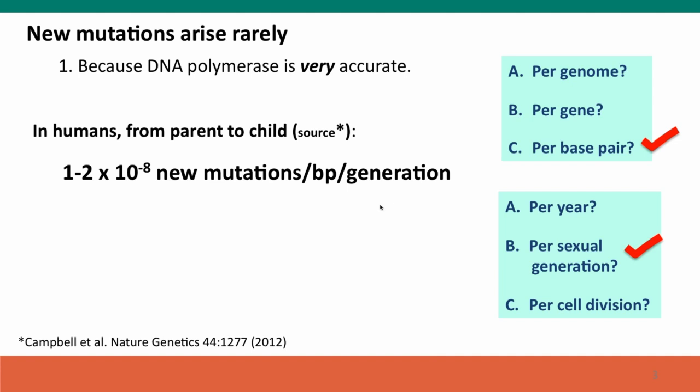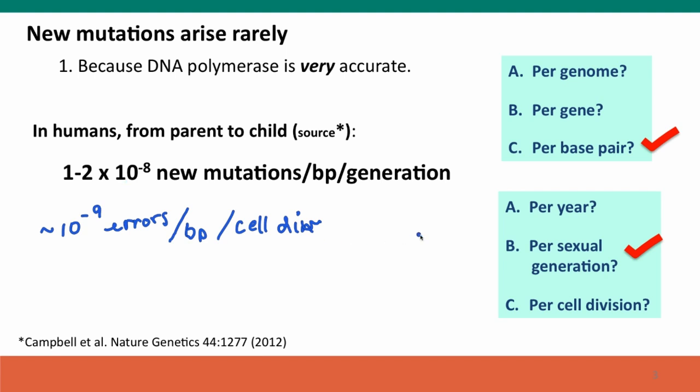Now, we can reconcile this with the numbers that we talked about in the previous lecture, in that we said there are about 10 to the minus 9th remaining errors after mismatch repair and DNA proofreading have done their best to eliminate the mistakes that DNA polymerase makes. So there's about 10 to the minus 9th errors per base pair per cell division, which is the same as a DNA replication. That's a smaller number than this number.